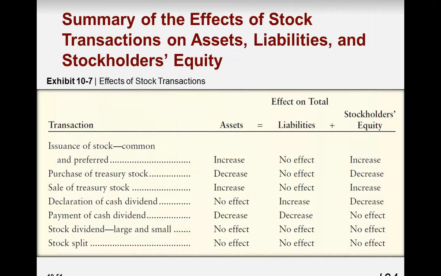So a summary of some effects of stock transactions on assets, liabilities, and stockholders' equity. If we issue common stock, we have increased our assets typically. It's no effect on liabilities, and we've increased our stockholders' equity. If we purchase Treasury stock, we've spent cash to do that. We have decreased our assets and decreased our stockholders' equity. Remember, I said Treasury stock increases on the debit side because it is a contra stockholders' equity account. If we sell that Treasury stock, we increase our assets and increase our stockholders' equity.